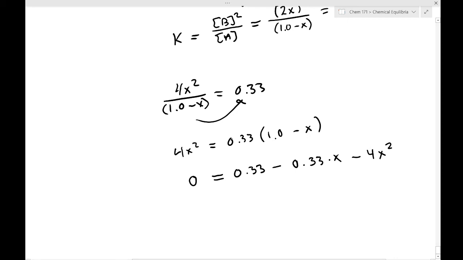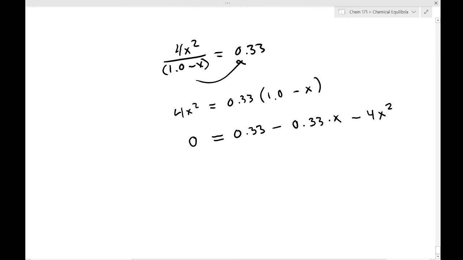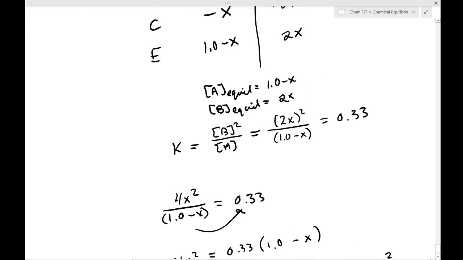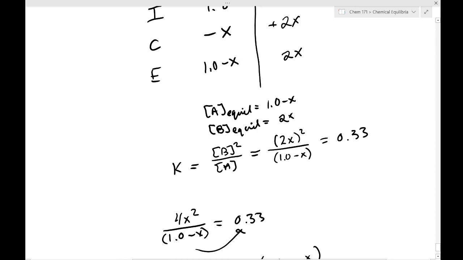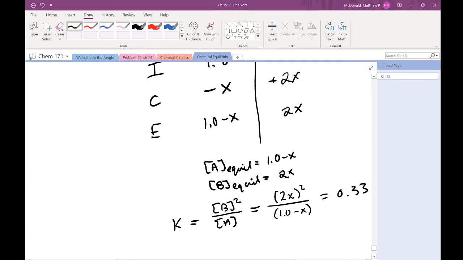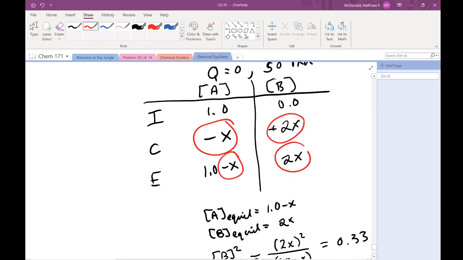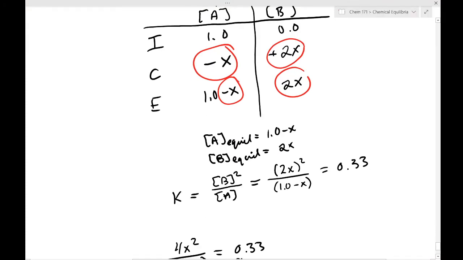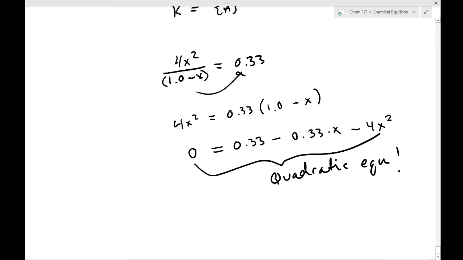What is this? What type of equation is this? This is a quadratic equation. And if you recall from above, we want to know what x is. If we know what the value of x is, we can figure out exactly what the equilibrium concentrations of both of these reactants and products are. We don't know the value of x. We want to solve for x.